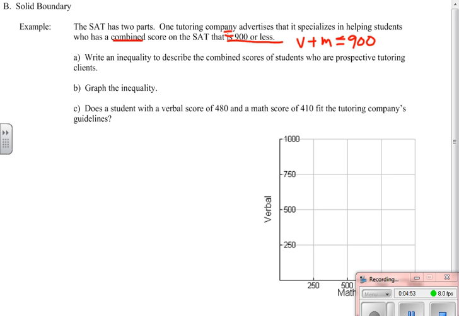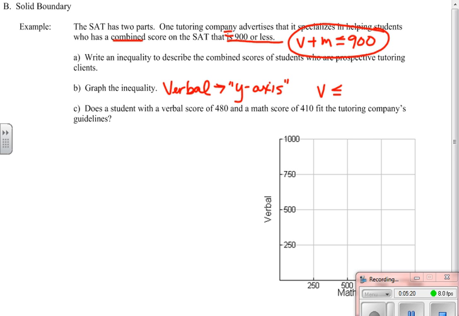Okay, so write an inequality to describe the combined score of students who are prospective tutoring clients. I did that right here. Okay, graph this inequality. Now, the verbal is our y-axis. So that's what we're going to solve for and treat like our y. So I need to subtract x from both sides.